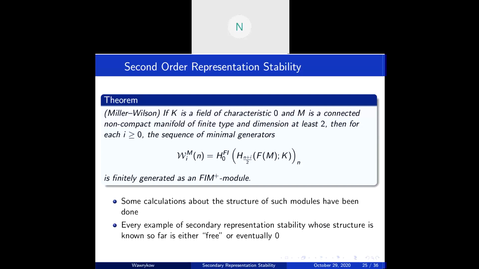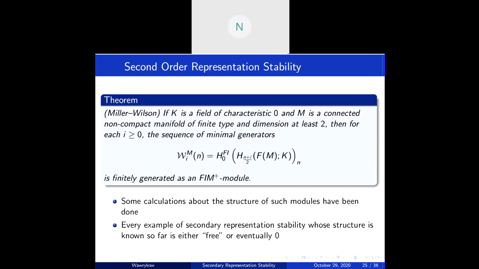As I stated, Jeremy and Jenny did some calculations about various surfaces. And what they found was in the surfaces they considered, everything was either free as an FIM plus module, or after a while, these minimal generators became 0. And so nothing new was happening, or nothing at all rather was happening. So what Jenny suggested, I don't know if Jeremy together suggested, somebody suggested to me, to see, is there something happening between this freeness or this eventually zeroness?